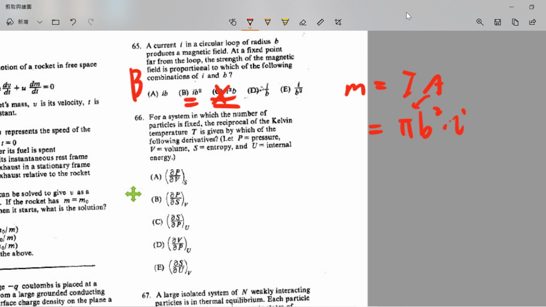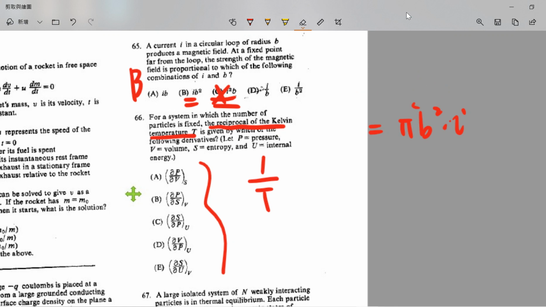So this question just asks about the definition of magnetic dipole, and you should not just directly do the integration. Otherwise, you will spend lots of time to get an answer. And the 66. So once you see this, you know that it asks about the first law and some derivative. Remember that what it asks is the reciprocal of the Kelvin. So what you need is 1 over T.